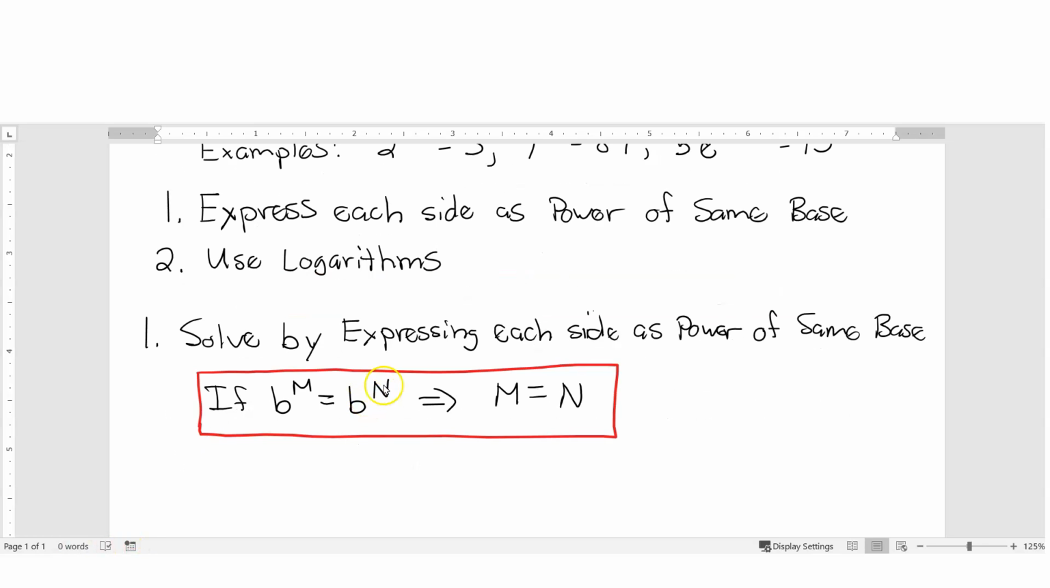When we solve exponential equations by expressing each side as the power of the same base, it can be a simpler form of equation to solve. And you will see this in your textbook, but essentially, if we have some expression with the base b to some expression capital M, and that will equal the same base b on the other side of the equation with some expression capital N, because the bases are the same, then we can just set the exponential expressions equal to each other. So M will equal N.